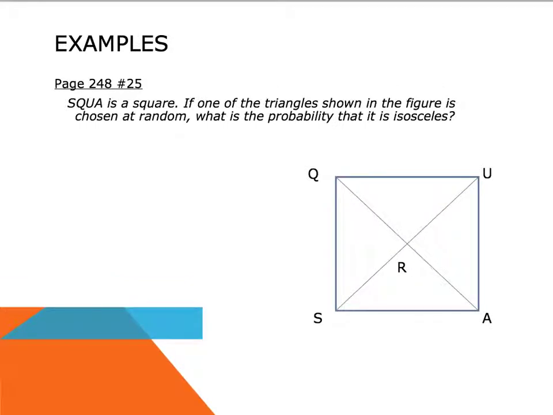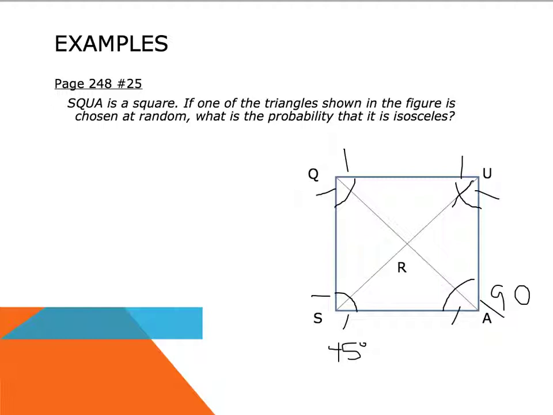Example number 1. SQUA is a square. If one of the triangles shown in the figure is chosen at random, what is the probability that it is isosceles? So what you have to do for this one, so these angles, these angles, these angles, and these angles are 90 degrees each. And each one is 45 degrees since it is split in half.